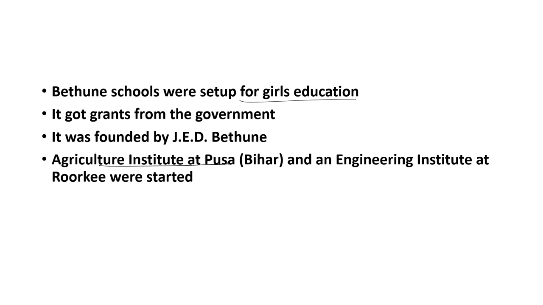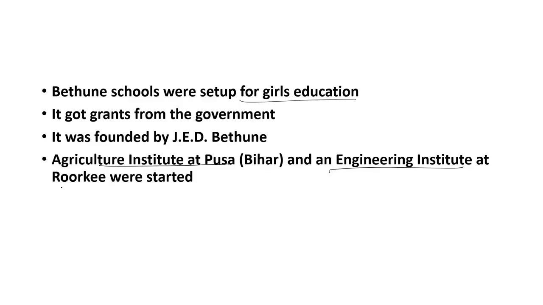Agricultural institutes: one of the recommendations of Sir Charles Wood was the creation of technical institutions in India. An engineering institute was started at Roorkee. Later it developed into one of the prominent technical institutes in India and formed the nucleus of the present day Indian Institute of Technology at Roorkee.